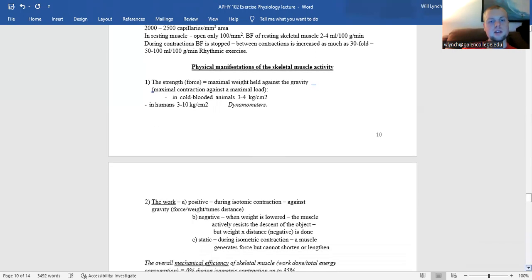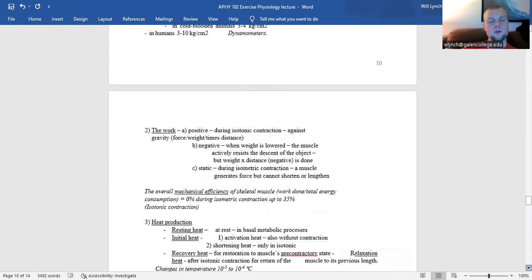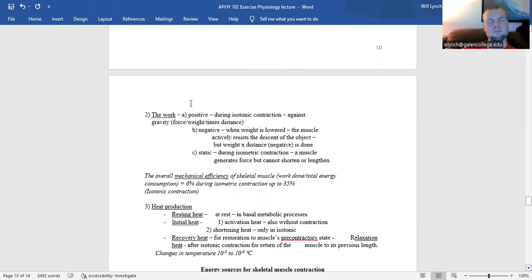So strength is one thing, work is another. Work is going to be positive when we're doing isotonic contraction, when the actual length of the muscle is changing. It's negative when the muscle is being lowered against the weight, or we're seeing an eccentric contraction, and it's static when we have an isometric contraction, or no change in length.